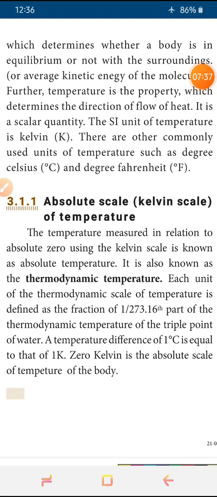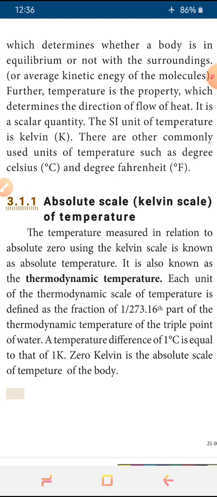This temperature, its SI unit is Kelvin, but we are having some other units also, like degree Celsius and degree Fahrenheit. In the three, Kelvin, degree Celsius and degree Fahrenheit, Celsius and Fahrenheit மட்டும் we are using the degree symbol. For Kelvin we are not using degree. And its SI unit is Kelvin, and it is a scalar quantity. Scalar means only magnitude is there.